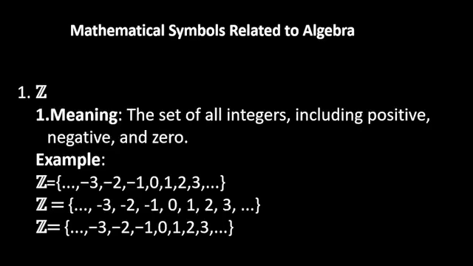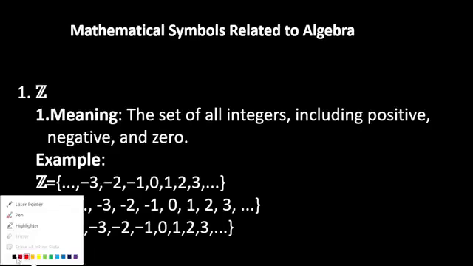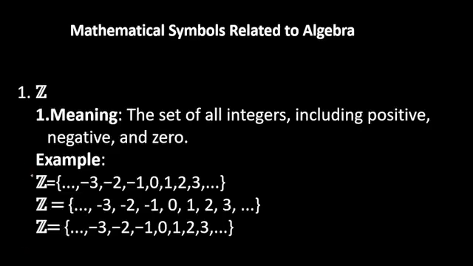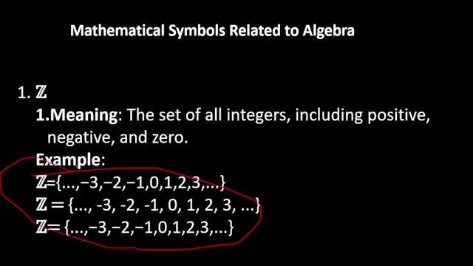Number one is integer, which means the set of all positive, negative, and zero numbers. So these are the samples that you are seeing right here. Let me highlight for you. So these are the examples that you are seeing right here in this place. These are the basic examples of integer.